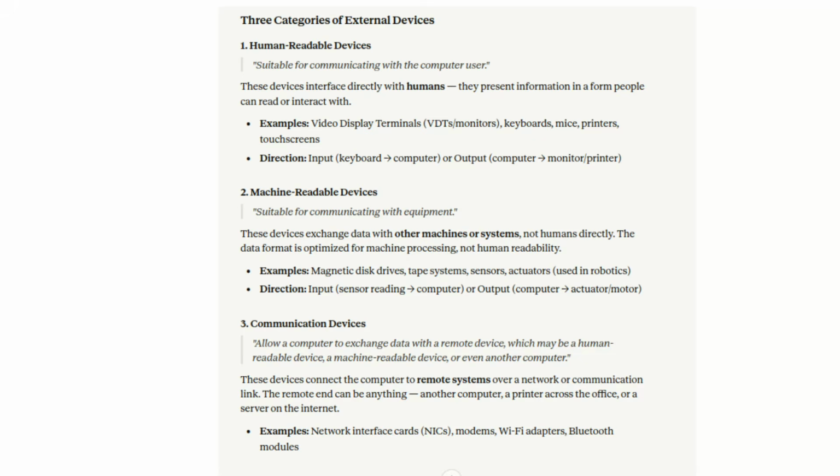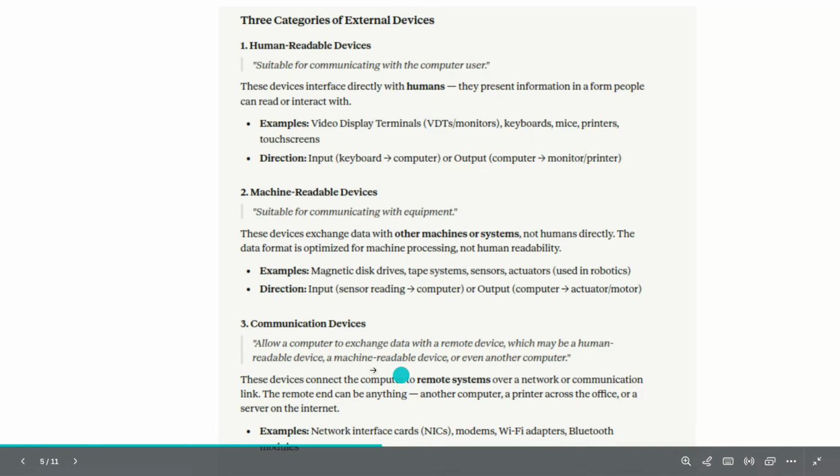Now communication devices, what do they do? They allow the computer to exchange data with other remote systems, other remote devices. That can be human readable, machine readable, or even other computers. It can exchange data with other computers also through a network or a communication link. Such devices are called communication devices. The examples were network interface cards, modems, Wi-Fi adapters, Bluetooth modules.